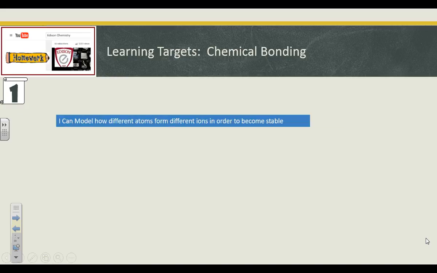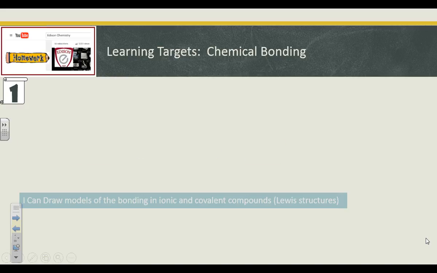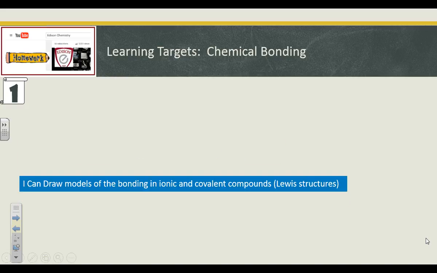I want you to be able to say, I can explain the relationship between energy and bond formation. So I can say that breaking a bond requires energy. Making a bond releases energy. I want you to also be able to say that I can draw models of the bonding in ionic and covalent compounds using Lewis structures. I'll show you how to do that in a couple videos.